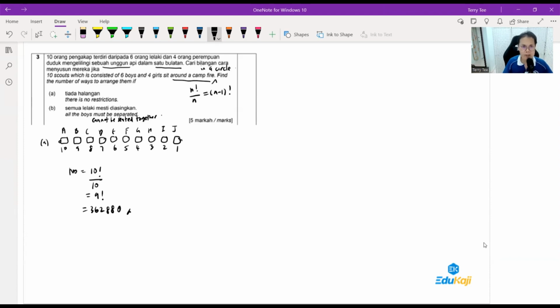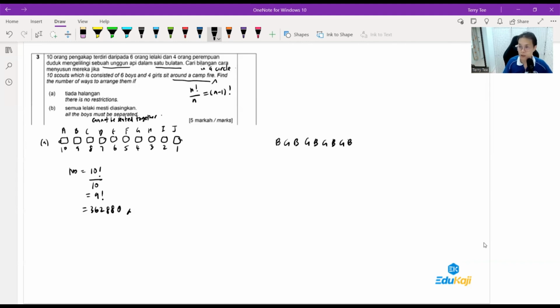Why do I say that? When we say all the boys are separated, it means the boys, no two boys next to each other. That means you can have a boy, a girl, a boy, a girl, a boy, a girl, a boy, a girl.